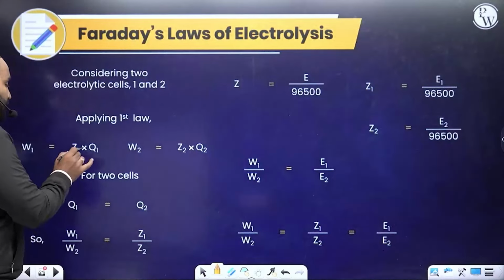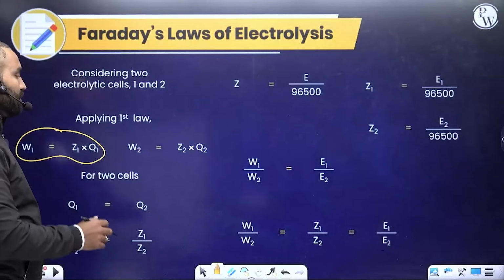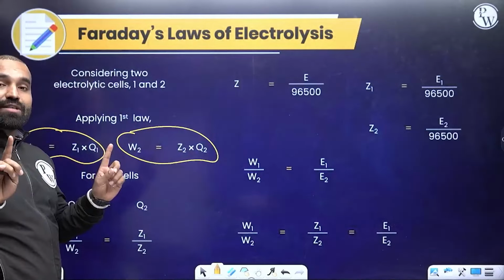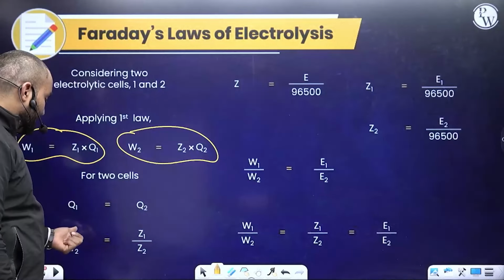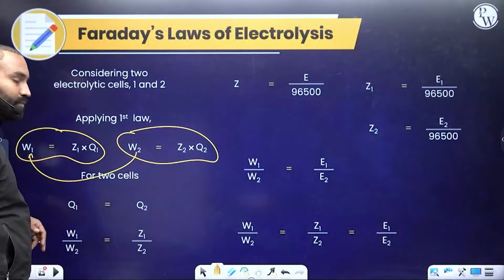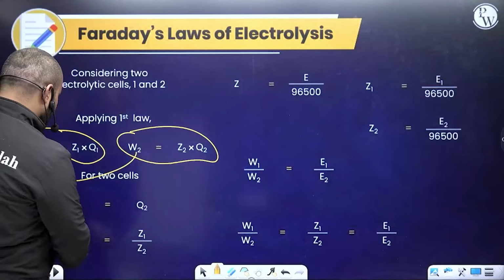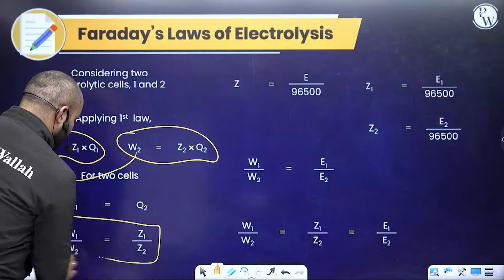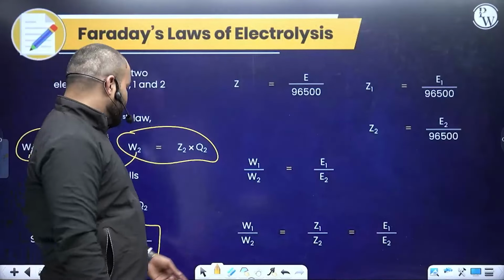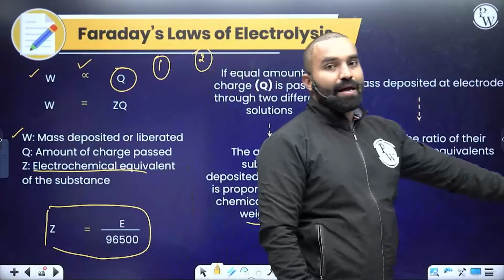So, for the first one, we can say W1 is directly proportional to Q1, and W2 is directly proportional to Q2. Since Q1 and Q2 are the same, can I say, let's take a ratio, W1 divided by W2 will be equal to Q1 by Q2, cancel, Z1 by Z2. Is this clear? Check this, please, everybody. This is what I was saying, the ratio of their electrochemical equivalents.